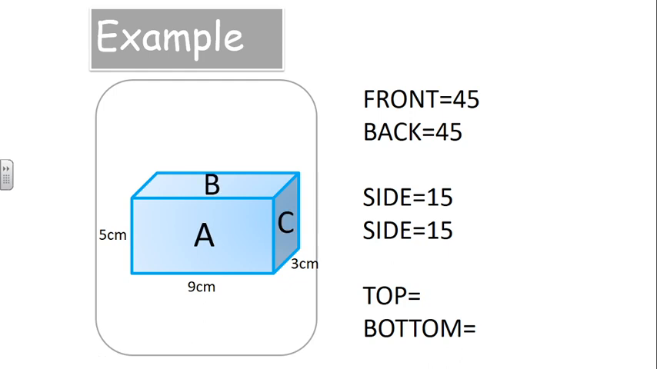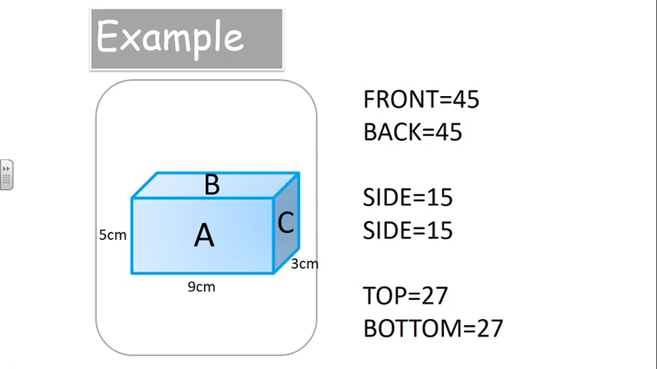Okay, and then looking at the top and the bottom, which are also in pairs, I think the bottom's easy to see. The bottom is going to be 9 times 3, which is going to be 27, as is the top. Okay, so you've got 3 pairs of numbers, and the final answer for the surface area is just to add up all those numbers.